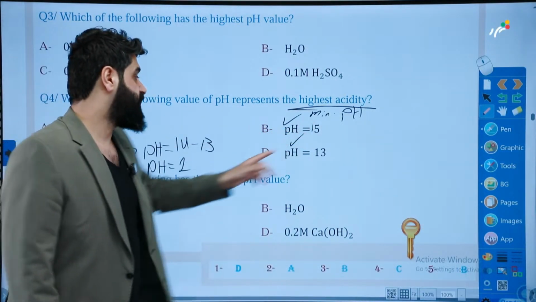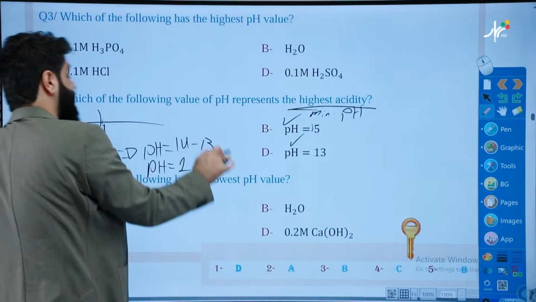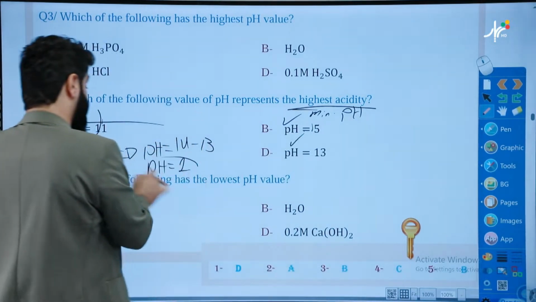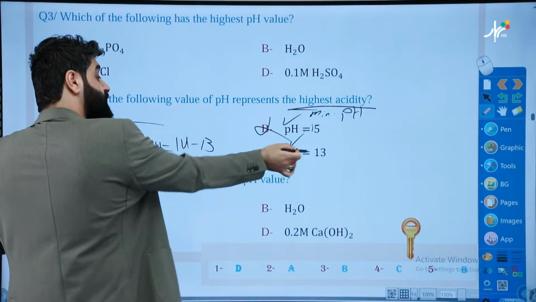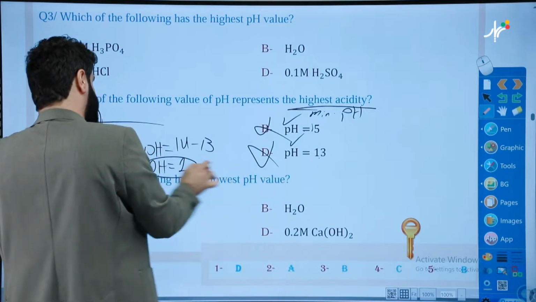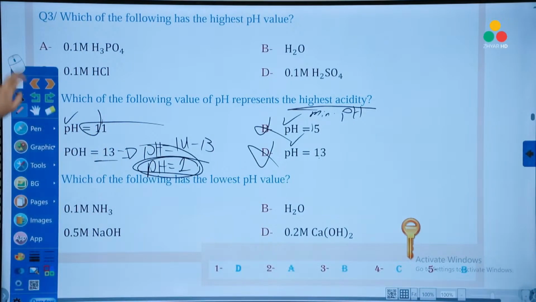pH 11, 5. Okay, compared to B, A must be cancelled. Then B compared to C, pH is 1, cancelled. pH is 13 compared, must be cancelled. So C has the minimum value of pH.